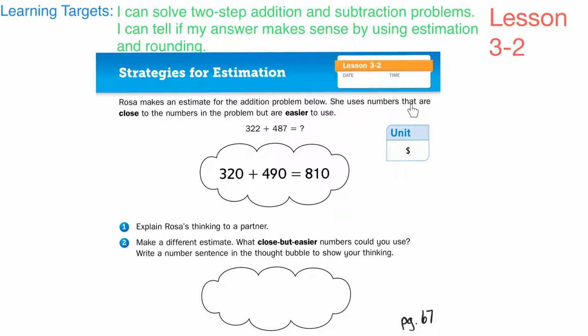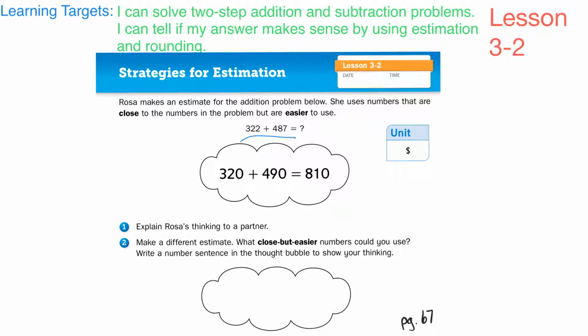She uses numbers that are close to the numbers in the problem, but are easier to use. And by easier, she's rounded 322 to 320. She rounded 487 to 490. So she's added 49 plus 32 to get 81, and then she added that 0 back on there. So those numbers are easier to add in her head versus trying to add 322 and 487 right away.